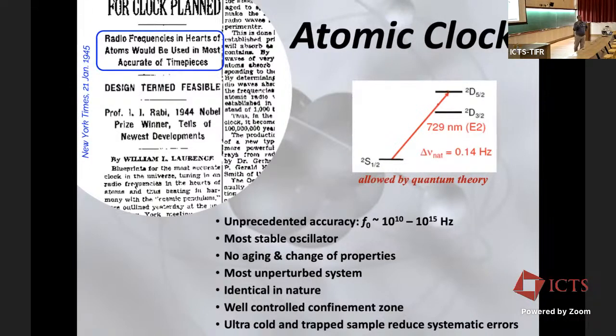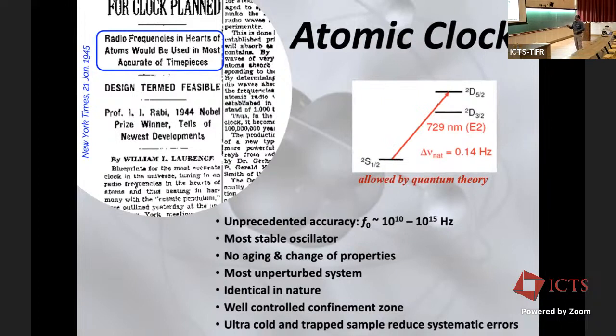So in 1945, just 1 year after his Nobel Prize, he gave the idea that actually atoms can be the best oscillator. He got the Nobel Prize for NMR and all these things. So he said that atoms can be the best and most accurate oscillator. And why is that the case? Because of the oscillation frequency of an atom. What do I mean by that? Let's say a two-level system, ground state and excited state.